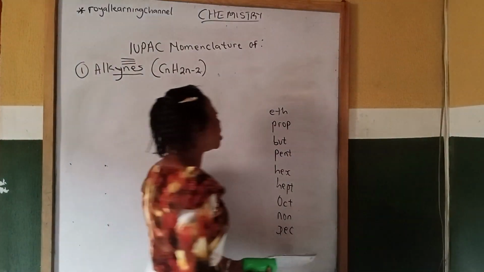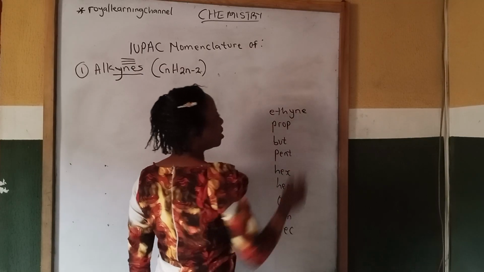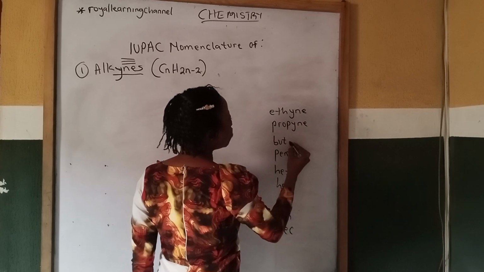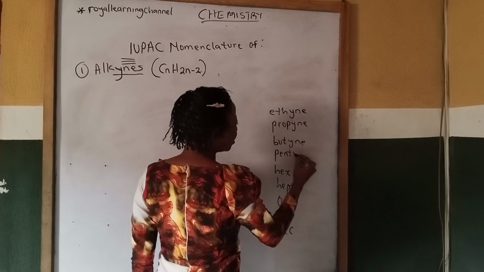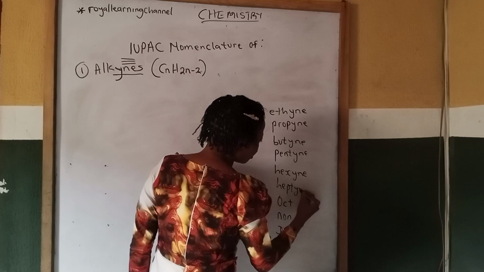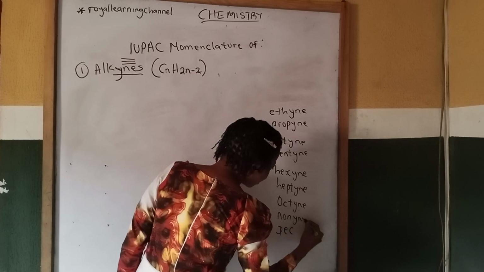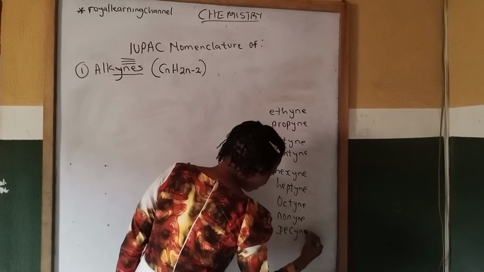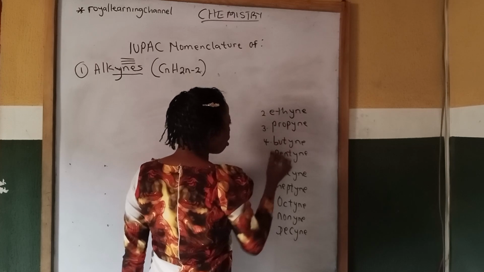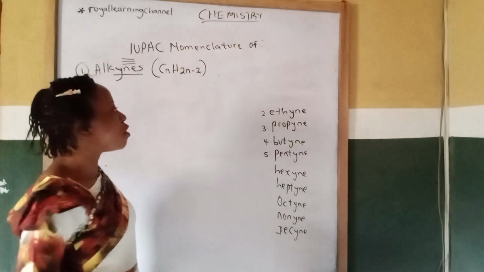So the next one will now be ethyne. Add your yne to it. Ethyne. Then the third one will be propyne. The fourth one will be butyne, pentyne, hexyne, heptyne, octyne, nonyne, then decyne. So these are the first 10 members of alkyne.